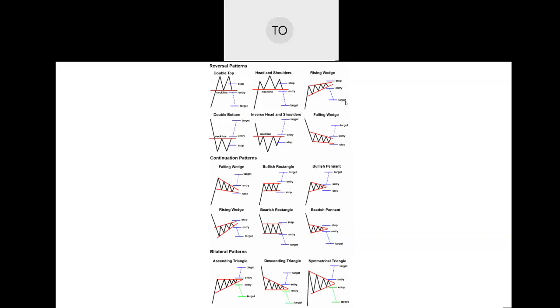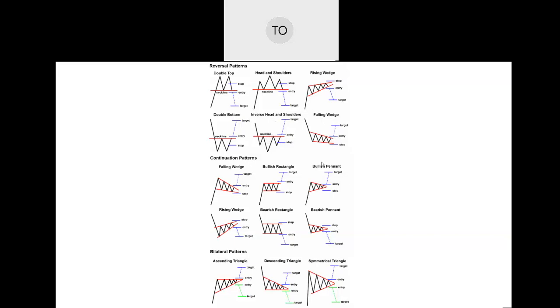If you go to the bottom, usually our support zone, you look out for reversal patterns that are almost the opposite of the ones on top. So this one is a double bottom. You look out for that at the bottom, or an inverse head and shoulders, or a falling wedge. Those are the common ones.